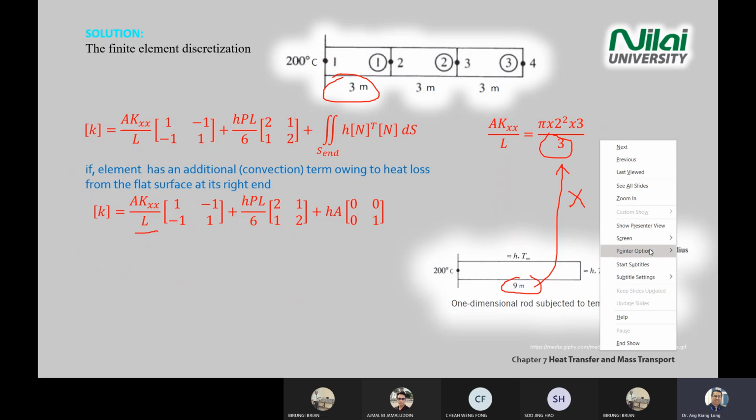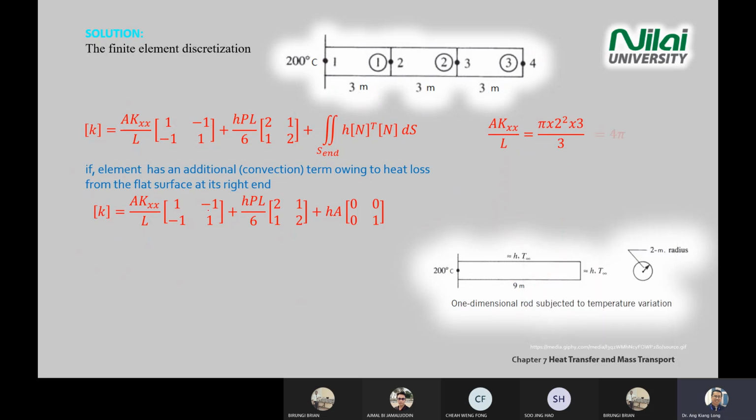Okay. Then you calculate the hBL divided by 6, this constant value. Substitute, and you calculate the perimeter P. How to calculate the perimeter? 2 pi r. L is 3. You get 2 pi. So the first one, 4 pi. Second one, 2 pi. The third one, hA. A is pi r squared. So you have 4 pi. So first one, second one, third one, the unknown, not the constant value you have.